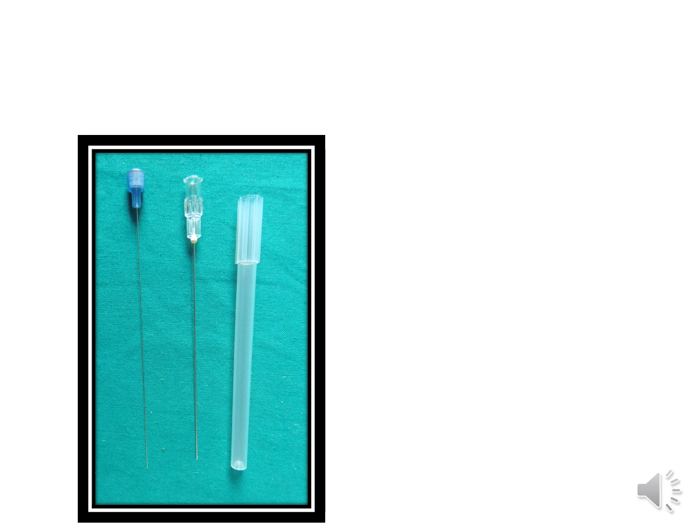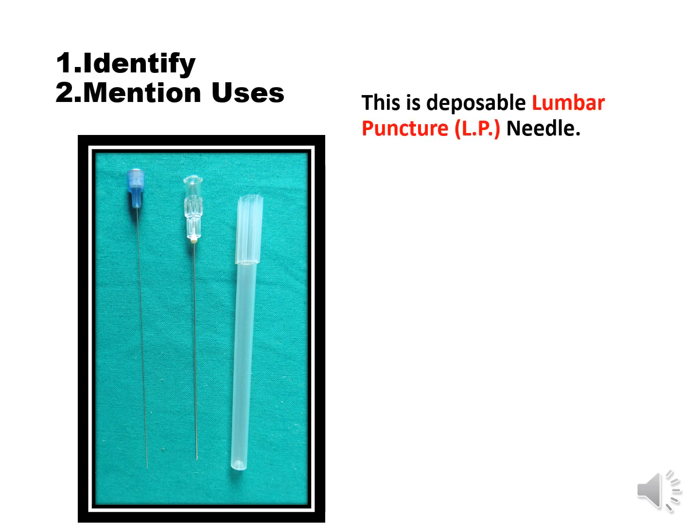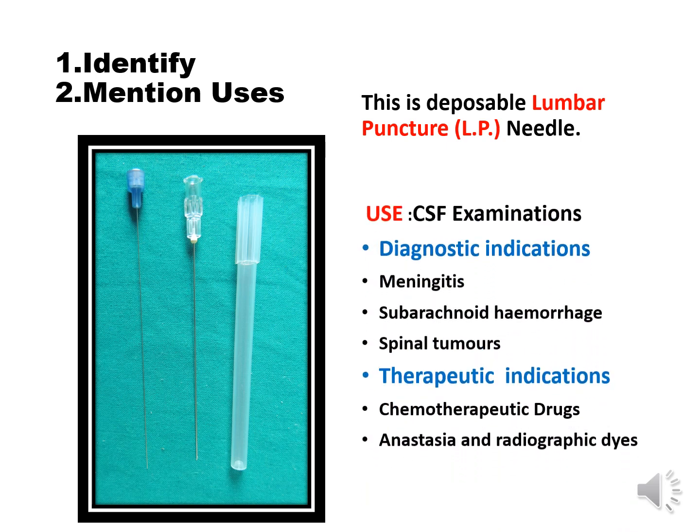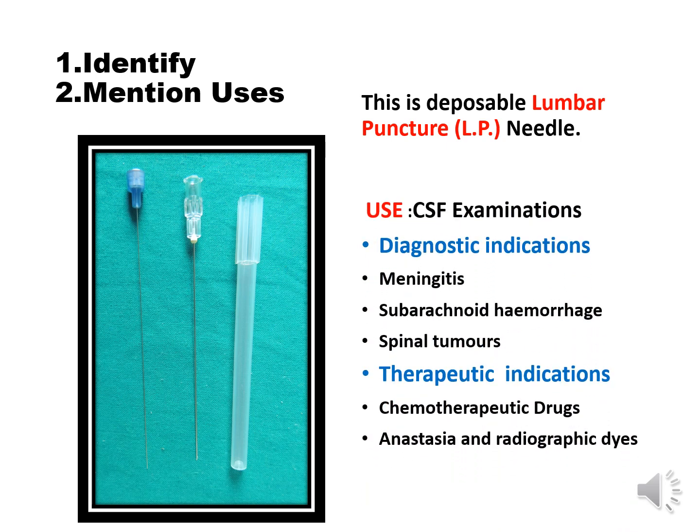These are very slender, long, disposable needles, and this is lumbar puncture needle or LP needle. This is used for CSF examination, indications, diagnostic and therapeutic. So diagnostic indications include cases of meningitis. Now you can mention, of course, acute pyogenic meningitis and tuberculous meningitis, etc. Then subarachnoid hemorrhages, spinal tumors.